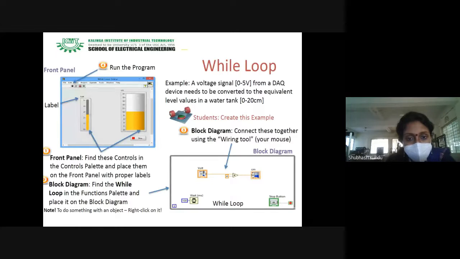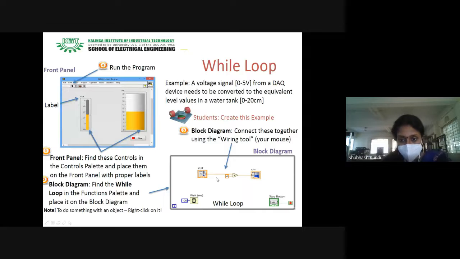So in this tank we can set the limit, we can set its unit, right? This thing we can do in the front panel itself. And in your while loop, in the block diagram, these two, this volt and this centimeter, will be automatically created. Okay, what we have to do is this operation here, right?